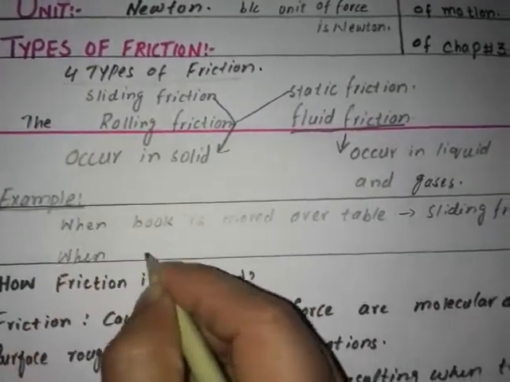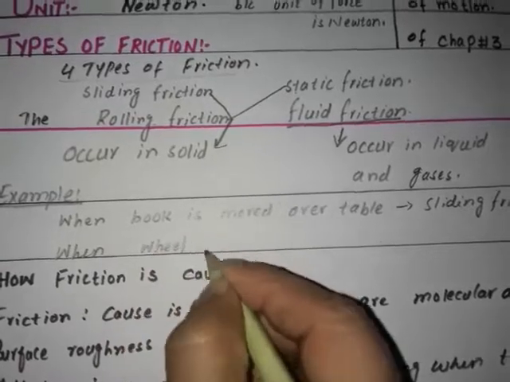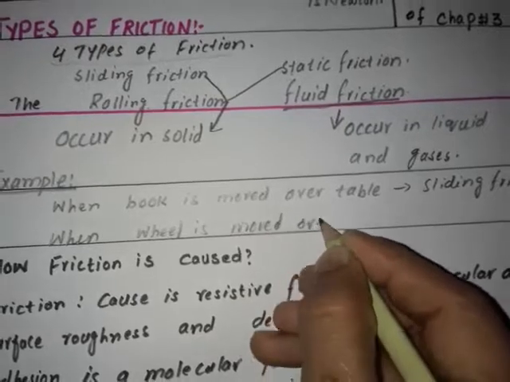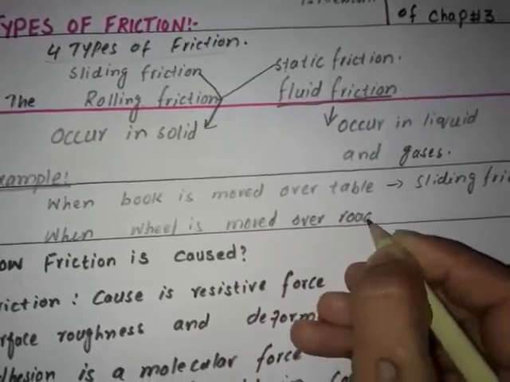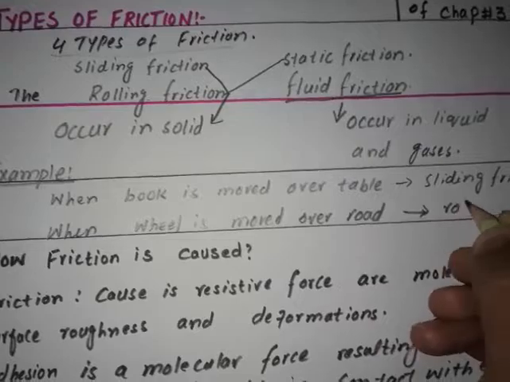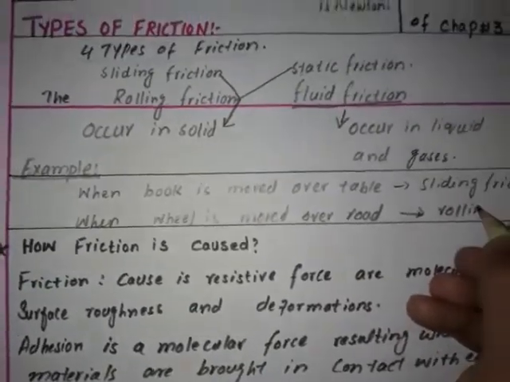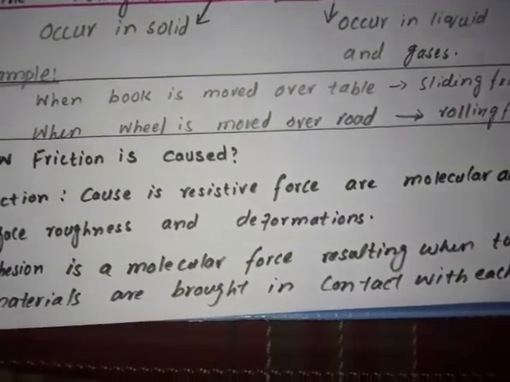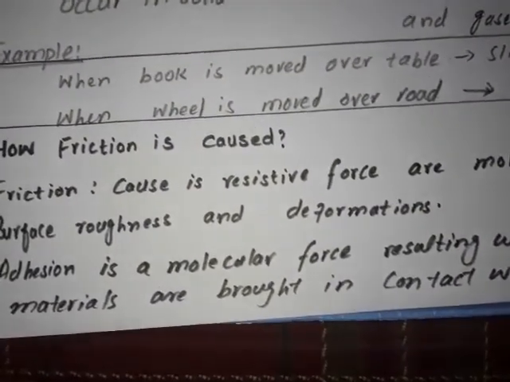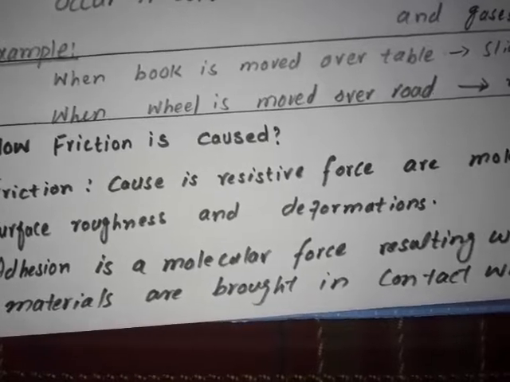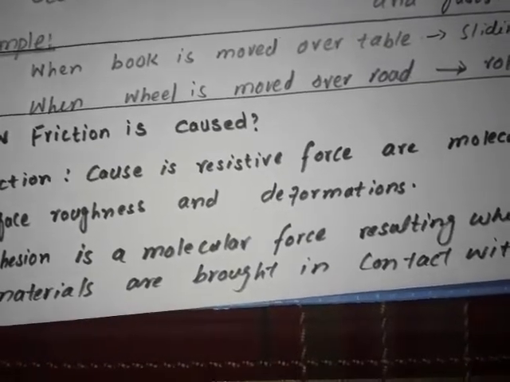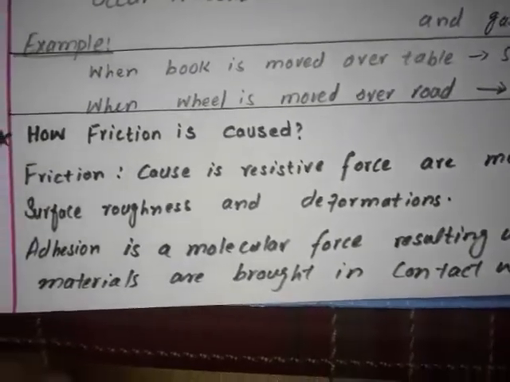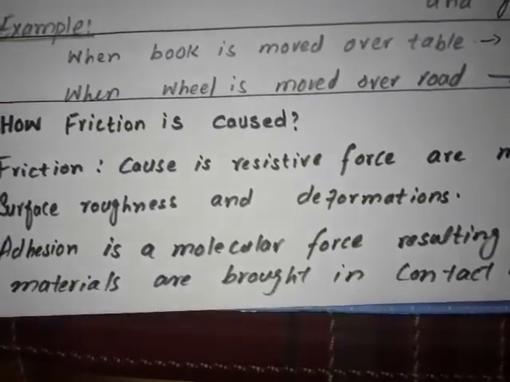When a wheel is moved over the road, this is rolling friction. Then a question comes to our mind: how is friction caused? The cause of friction is resistive forces, which are the molecular adhesion, surface roughness and deformations.